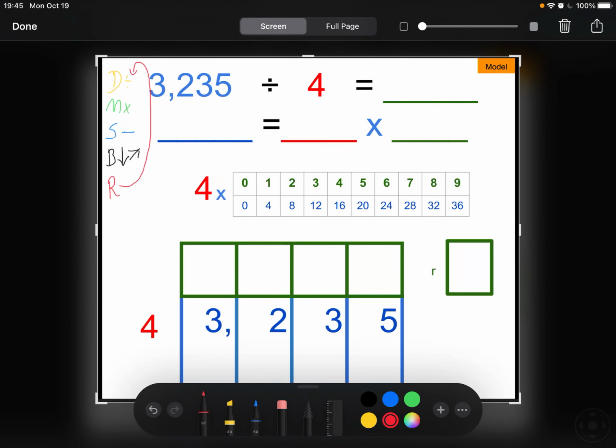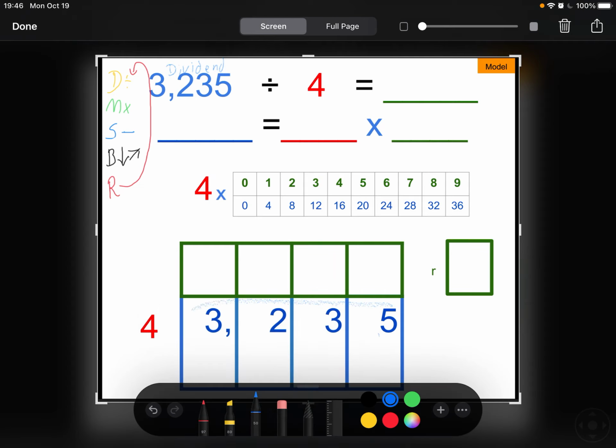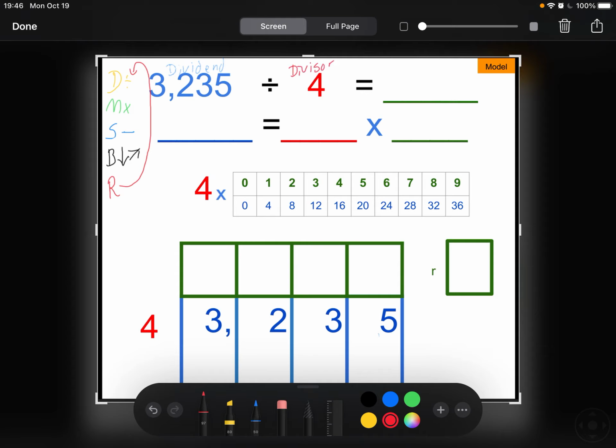In this example, I'm going to model how to use the box method for division. We're going to divide 3,235 divided by 4. So first thing is taking our dividend and placing it on the inside of the box. So as you can see here, I've placed it inside of the box. Next, we take our divisor and place it on the outside of the box.